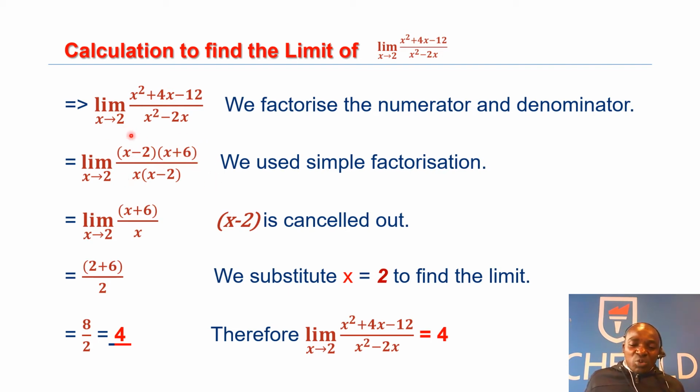Now, as you can see, we have the common factors in our numerator and denominator, and they cancel each other. Then we are left with the expression limit of (x + 6) / x as x approaches 2. In this case, we can safely substitute the value of x as 2 into our expression, and we get (2 + 6) / 2, which gives us 8 / 2, and then reduces to 4 as the limit of this function.